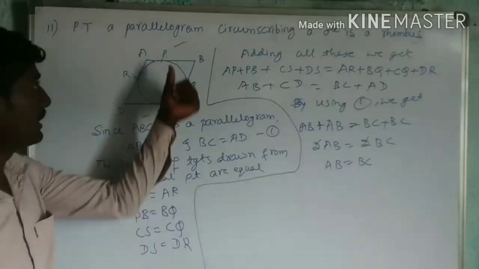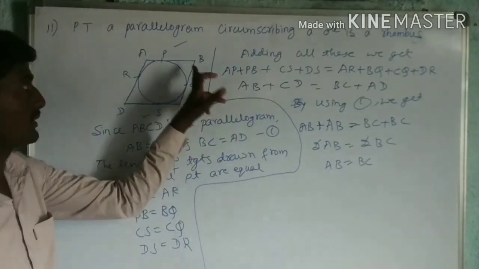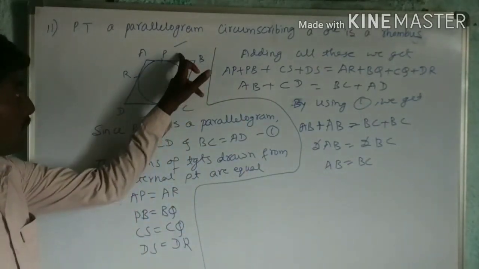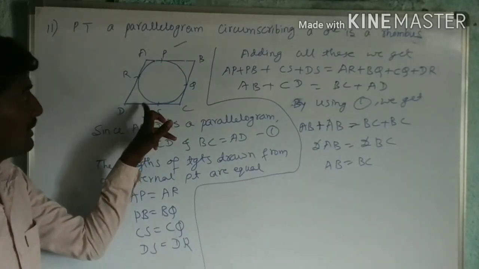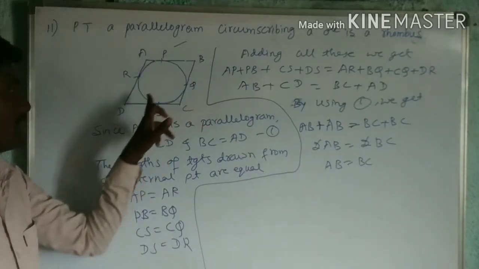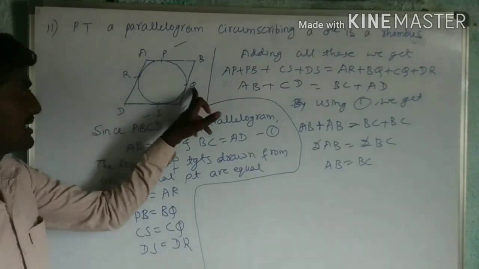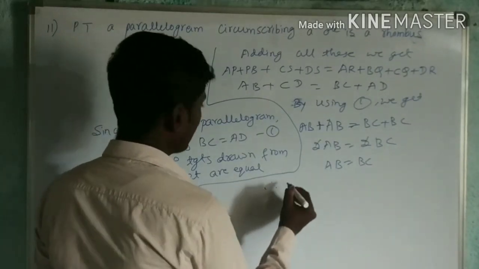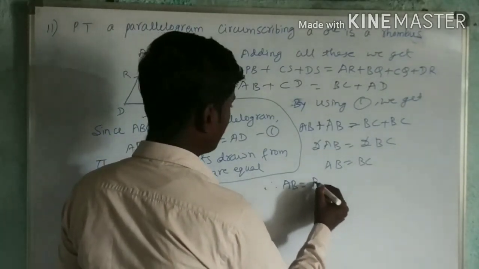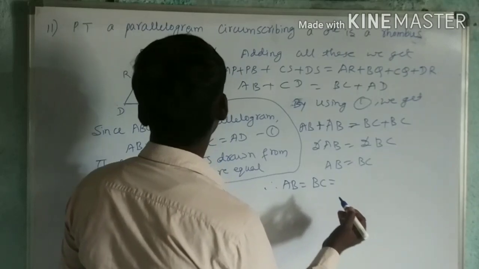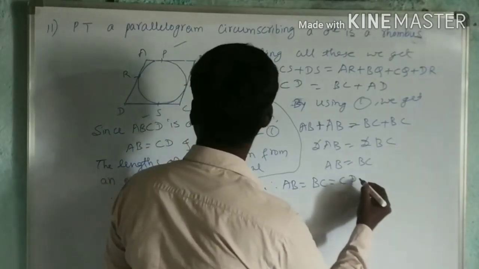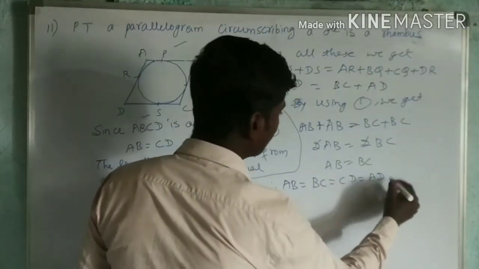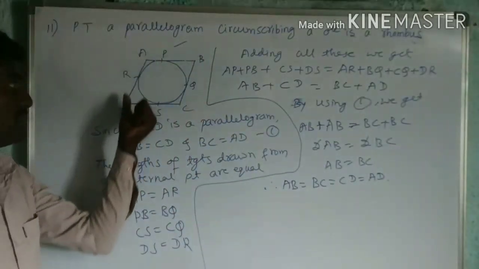Now what did I prove? AB is equal to BC, I got. AB equal to CD we know. AB equal to BC is there, then BC must be equal to CD. And AD equal to BC is there, so CD must be equal to AD. So therefore, AB is equal to BC is equal to CD is equal to AD. Okay. All four sides of this parallelogram are equal.